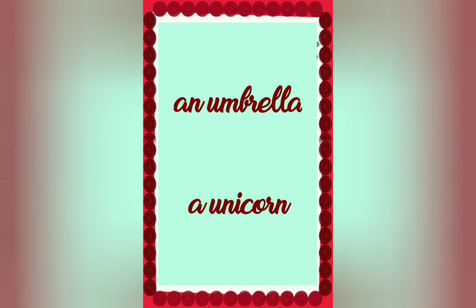Our next example is an umbrella, but a unicorn. Now, students, both are starting with U, but the pronunciation is different. Umbrella is starting with the vowel sound u, and unicorn is starting with the consonant sound y. So, an umbrella and a unicorn. Always remember vowel sound and consonant sound before filling.